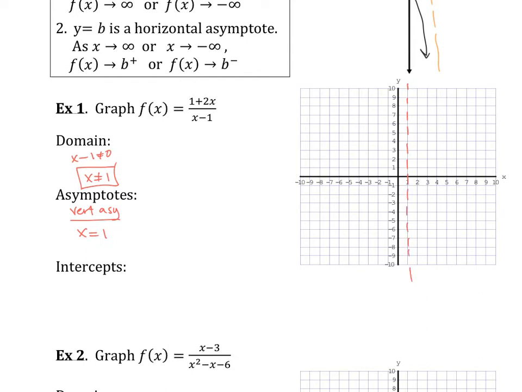There's also a horizontal asymptote on this. I'm going to show you the way your book shows you to get the horizontal asymptote. In class, I will probably tell you the real reason this works. They ask you to look at the leading term on the numerator and denominator. In this case, it's 2x over x. If I had y equals 2x over x, the x's cancel, and I get y equals 2. So there's a horizontal asymptote at y equals 2.